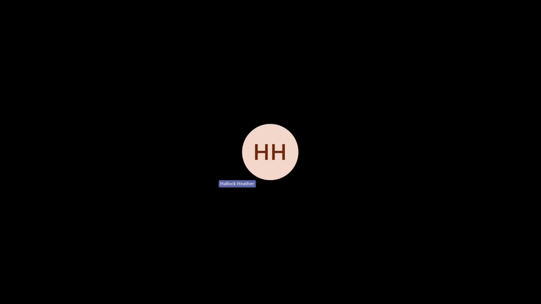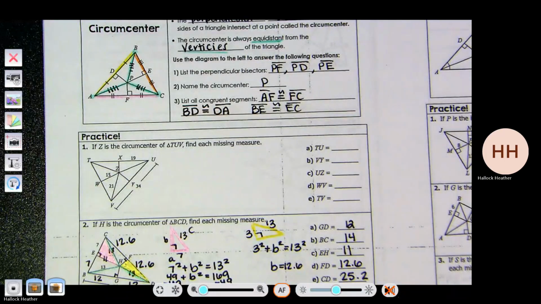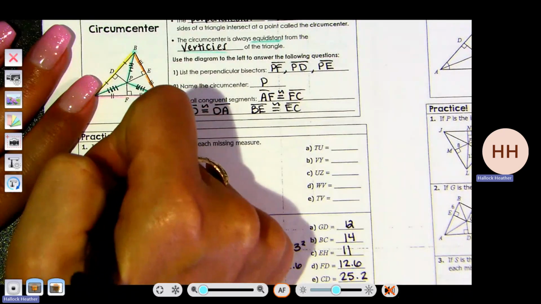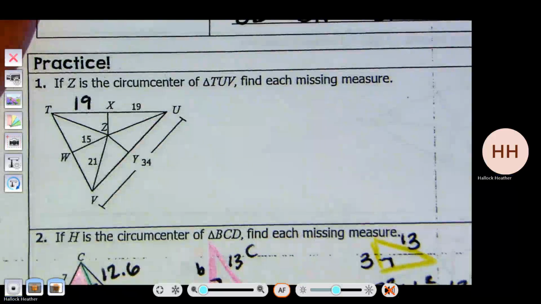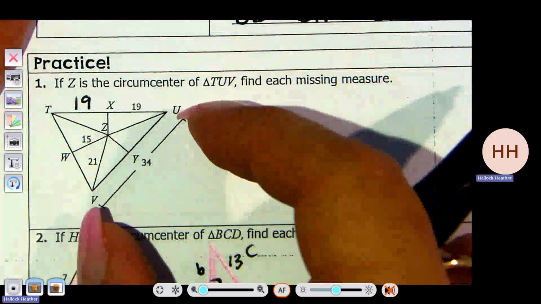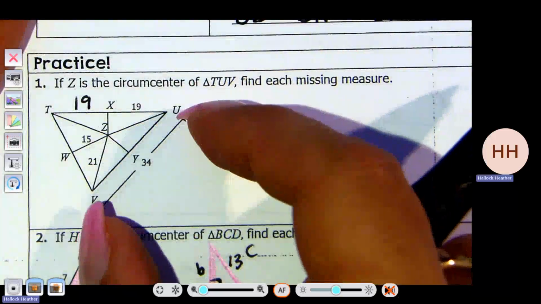Where else can 19 go? Good. So 19 automatically, without even thinking too much. You should have put 19 there. And then you have 34 here. If you split that, what's each of those little pieces? Good. So 17 and 17.